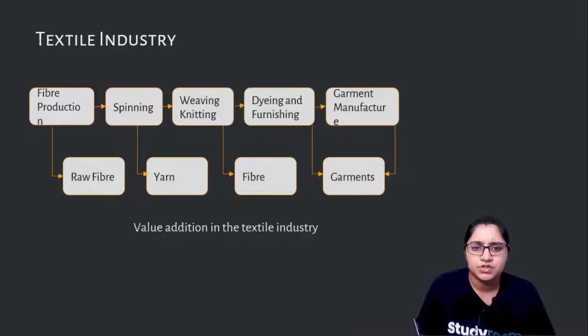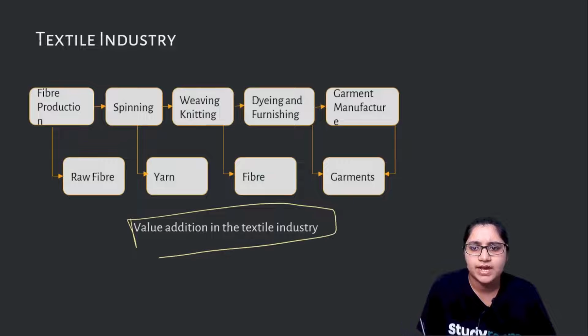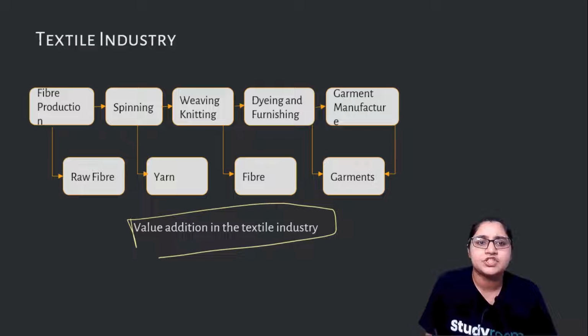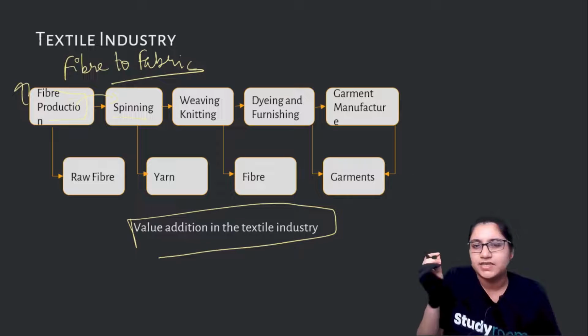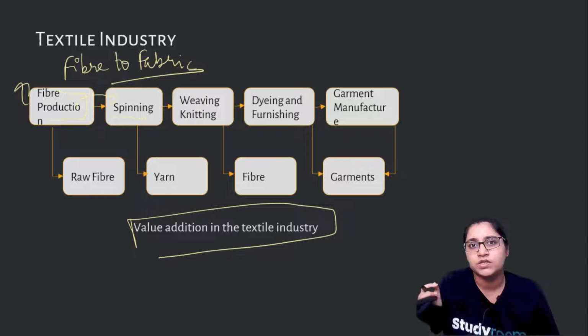Textile industries. So what happens with value addition in the textile industry? There is a chain, from fiber production to the cloth. Firstly, fiber to fabric, you have all been studying it in class 6th and you have an idea about it. So firstly there is a fiber, like yarn or thread. Then it would go for spinning, then weaving and knitting, then it would be dyed into colors and finishing would be done, then your garment would be manufactured. That is the final product.